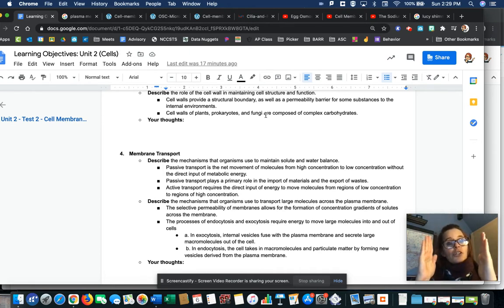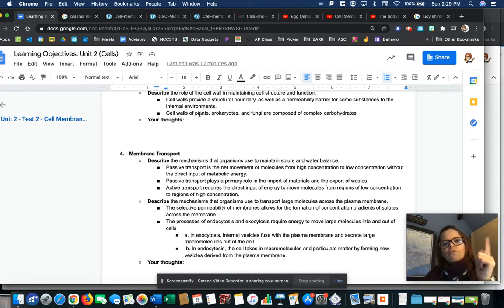And turgor pressure, remember, is super important to those cell walls. So the central vacuole has to have a lot of water in it pushing against the cell walls. And as long as there's a lot of turgor pressure, aka water pressure, inside the cell walls, then the plant can stand upright. So it's important in maintaining cell structure and function. Permeability: they're similar to cell membranes.